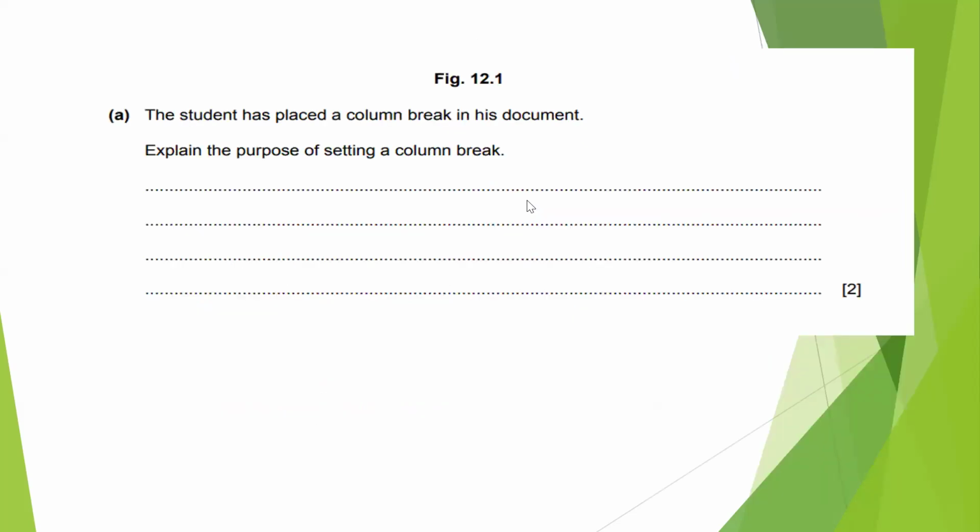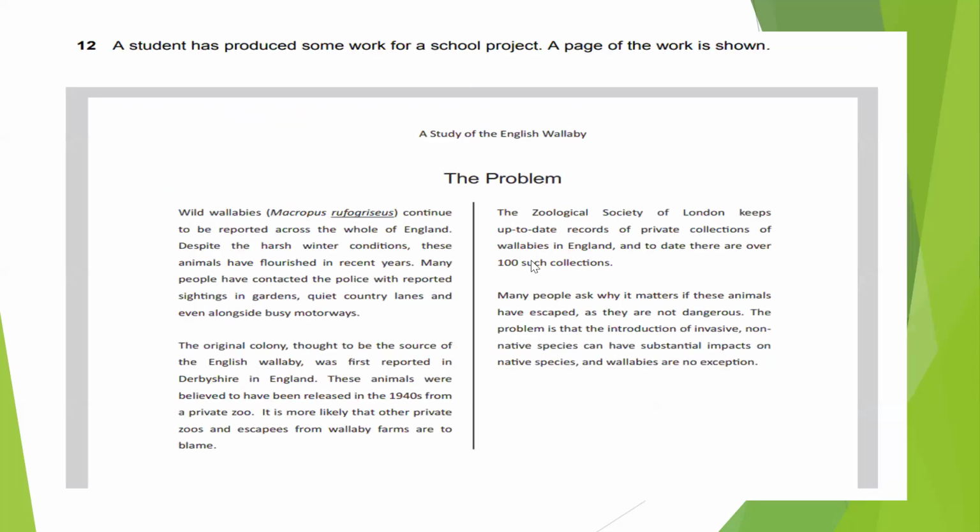Now it says the student has placed a column break in his document. Explain the purpose of setting a column break. Do you know column break? This is a column break. Like a page break? No, a column break, not a page break. With a page break, you are shifting from page 1 to page 2.